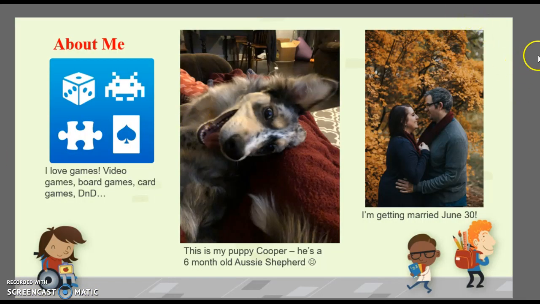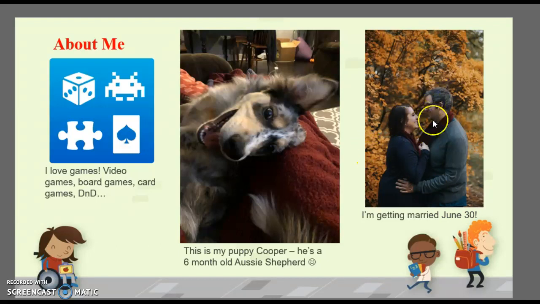It's a little bit about me. I love all sorts of games, video games, board games, card games, D&D, you name it, I will probably play it. Yes, my fiance and I are big gamers. Here's my dog Cooper. He's 6 months old. He's an Australian Shepherd. We love him. And I am getting married June 30th, so it's coming up fast. I think there's like 110 days until my wedding, which is insane.